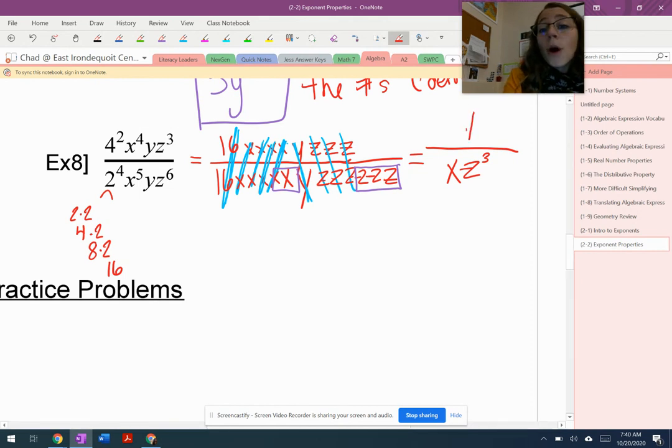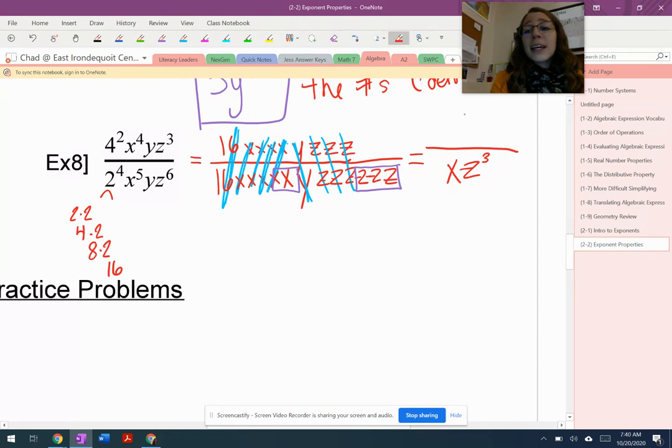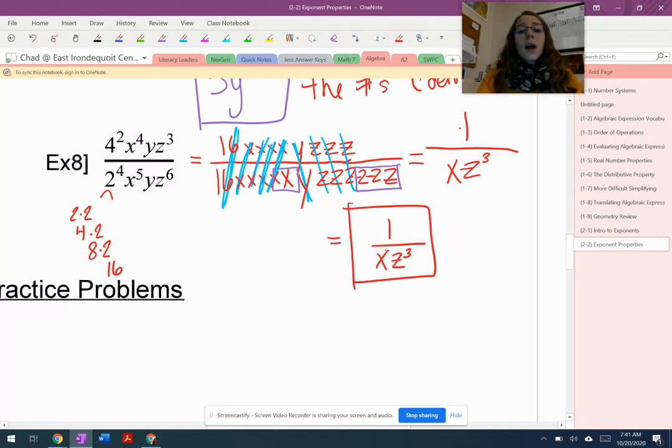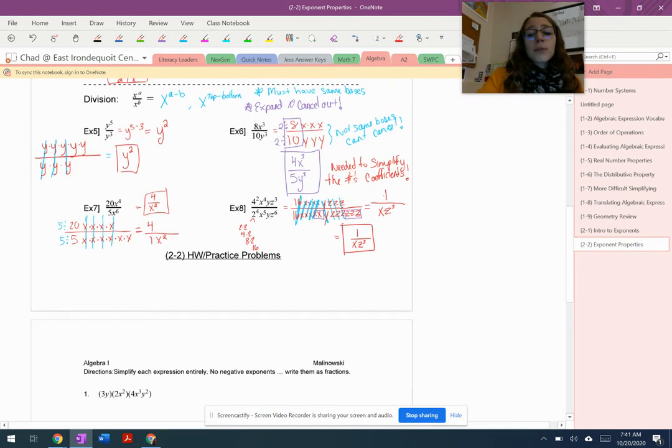Those are all 1. So when you've canceled everything out on the top, it's not 0, it's not nothing. There's still a real life 1 there. That's very, very important. So that final answer is 1 divided by X, Z to the 3rd power. All right, make sure you use these examples to help you out with those practice problems.